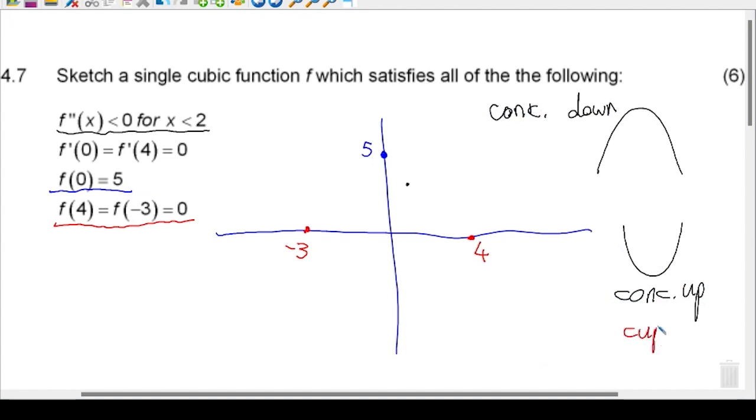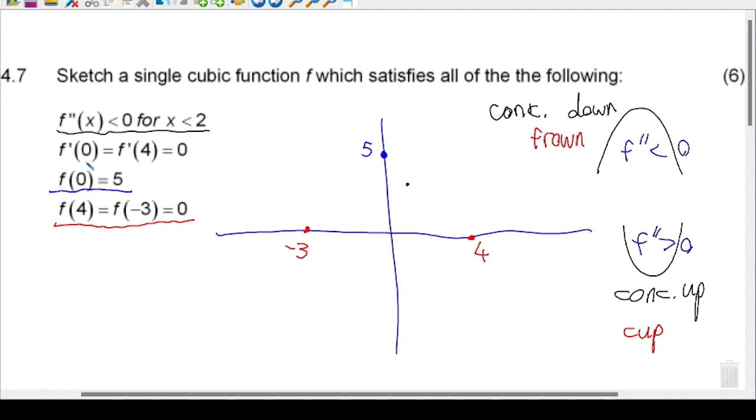Graphs are concave down when the second derivative is negative, and they are concave up when the second derivative is positive. So we know that this particular graph is concave down. It does something like that until 2. After 2, it'll be concave up.